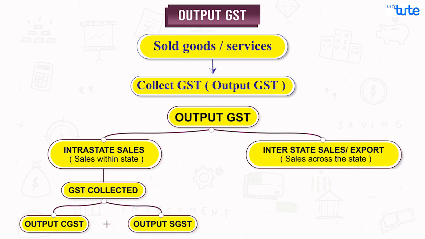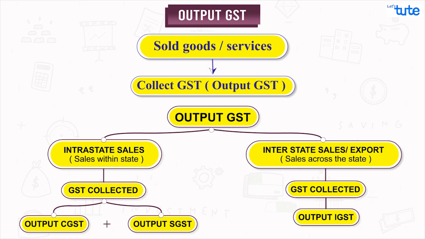And in case of interstate, that is across the state sales or export from India of goods and or services, the GST collected on it is accounted as output IGST. Again, we will understand this with the help of examples in both the cases of intrastate sales and interstate sales.